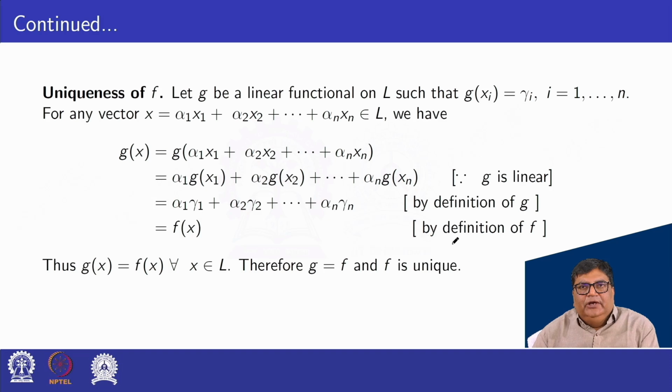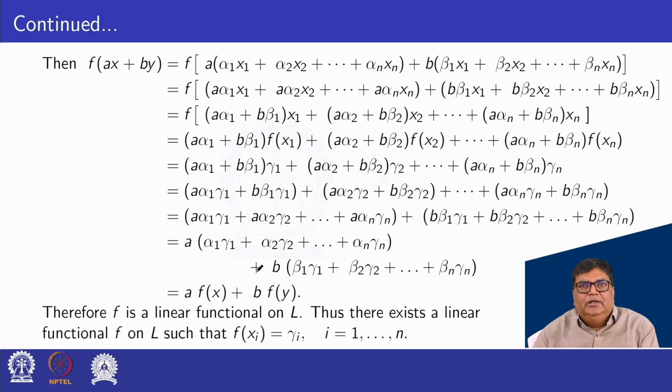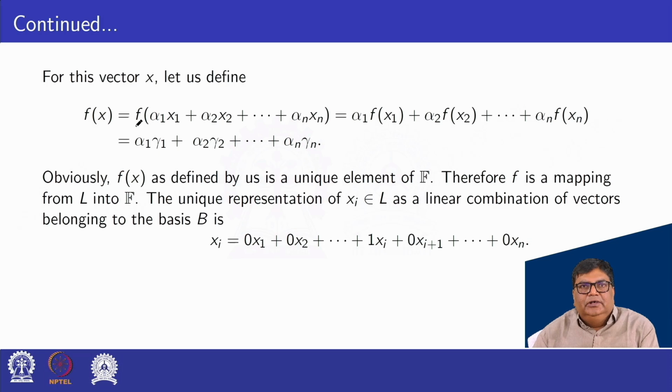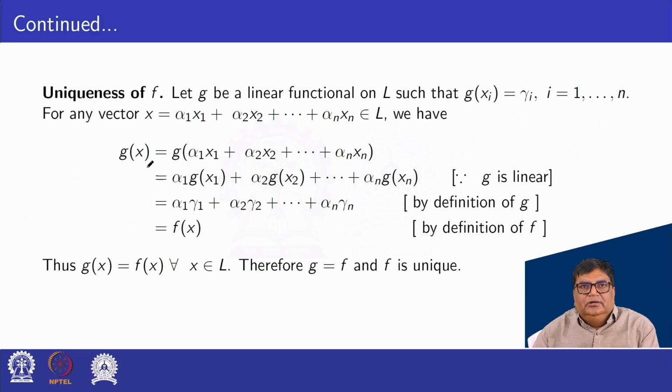Okay. So by the definition of f, this can be written as f(x), because this one is f(x). So g(x) is equal to f(x). Thus g(x) is equal to f(x) for all x belonging to L. Therefore g is equal to f and f is unique.